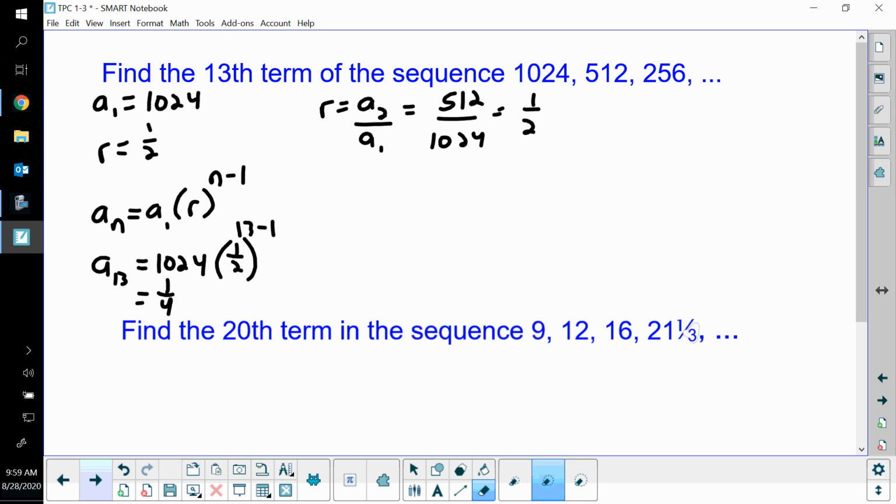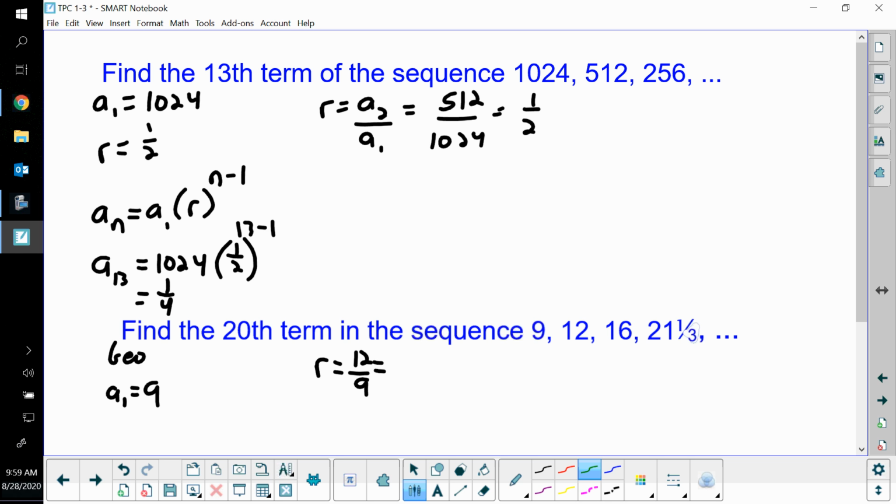Next one, we're finding the 20th term in the sequence. So let's think: arithmetic or geometric? Well, this is adding 3, then that's adding 4, so that rules out arithmetic. So this one must be geometric. Our A1 we know is 9. To find R, we can again do the second divided by the first. 12 divided by 9 gives us 4/3. It's bigger than 1 because it's growing.